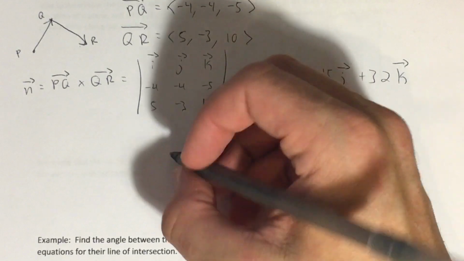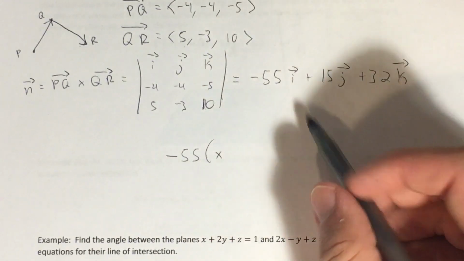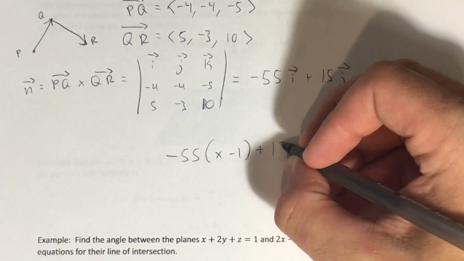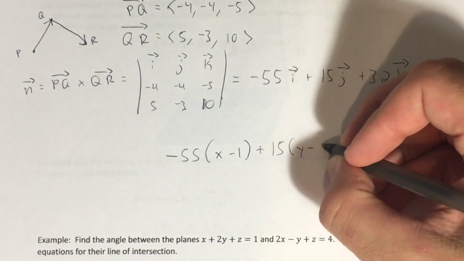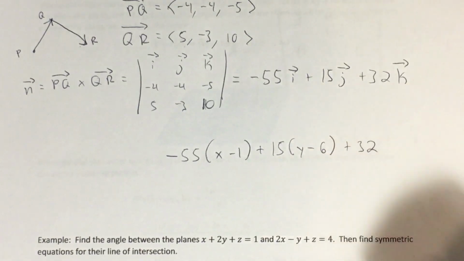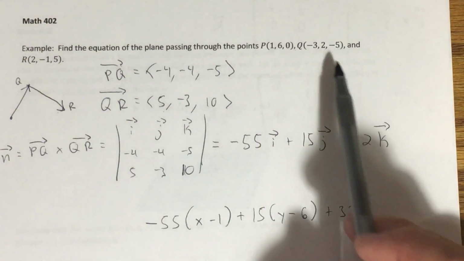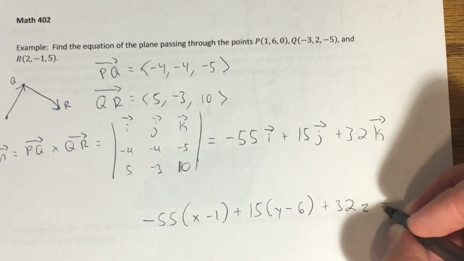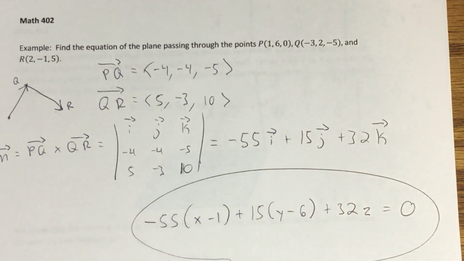The scalar equation of this plane would be negative 55 times (x minus 1) plus 15 times (y minus 6) plus 32 times z. I should have that where you can see the point on the screen. There you go. z minus 0, let's just call that z, and we set that equal to 0. That would be the scalar equation for that plane.